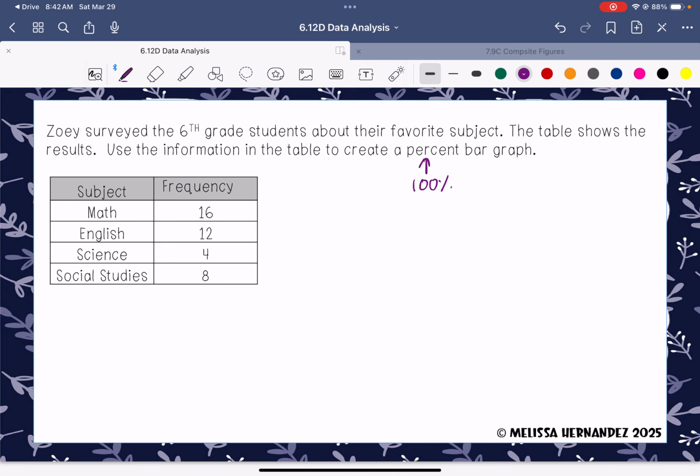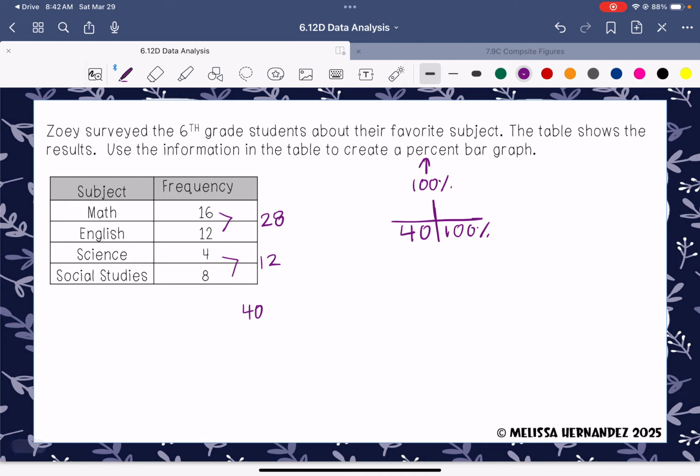So we need to look at the frequency and add them up and get our total. So this would be 28, and this is 12. So the total is 40. So I'm going to create a proportion. 40 is my total and 100% is my total, or out of, or the whole, however you want to look at it. Now I need to do this 4 times.